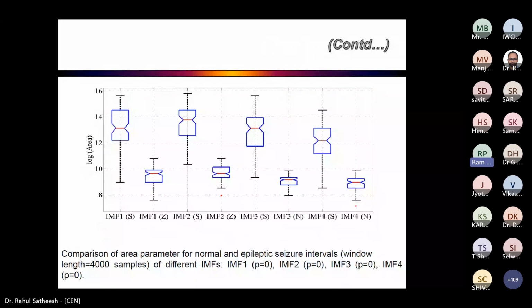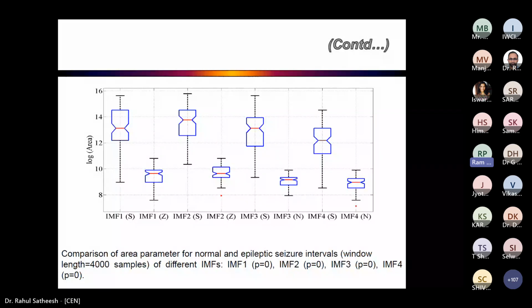These are some results for a window length of 4000 samples. You can see the first 4 IMFs are able to show the difference between seizure and normal classes of EEG signals. Here the probability value is coming out to be 0. So this probability value, from the Kruskal-Wallis statistical test, is less than 0.05, and then we call it a statistically significant difference. The same thing is true for different analysis windows.